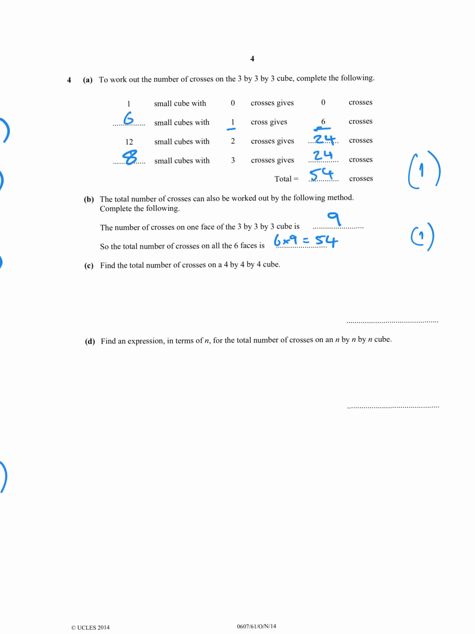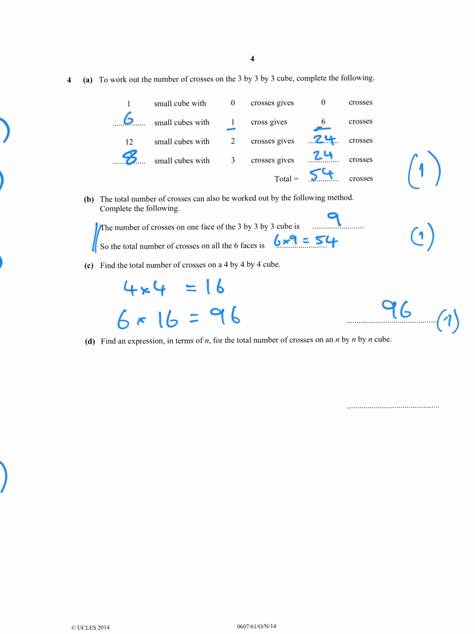Find the number of crosses on a 4 by 4 by 4 cube. Okay, so it's leading us into this, so let's use the same method. So one side is 4 by 4, which is 16, and we need to do 6 lots of that, so 6 times 16 gives us an answer of 96, and we can check that on our GDC if we need to. 96 gives us another mark.